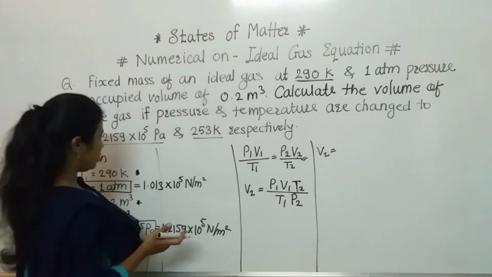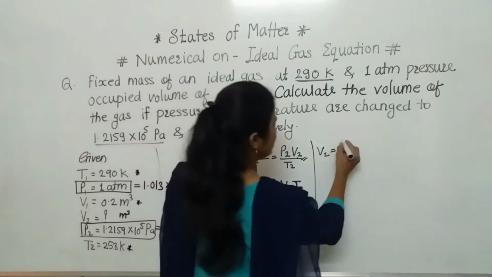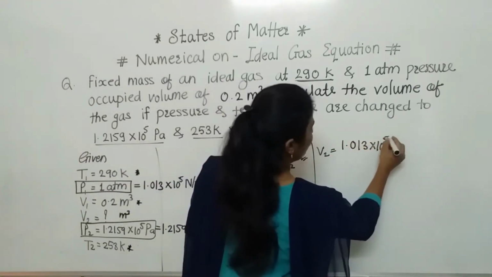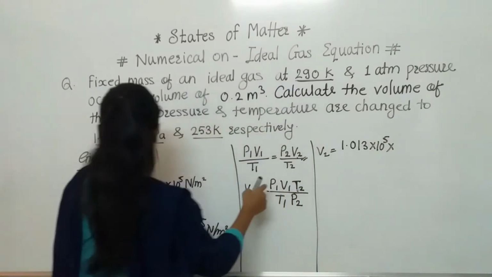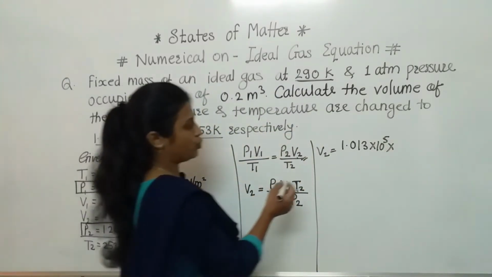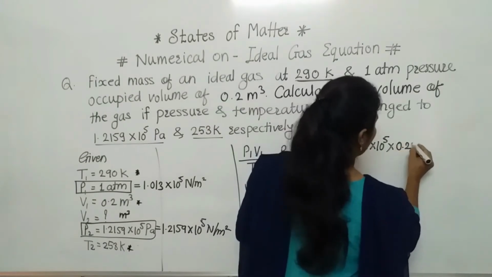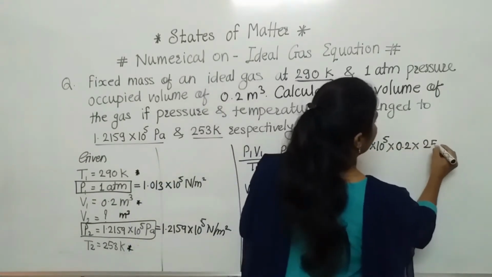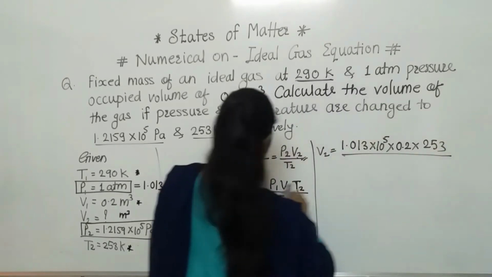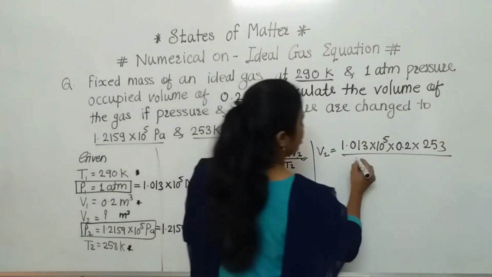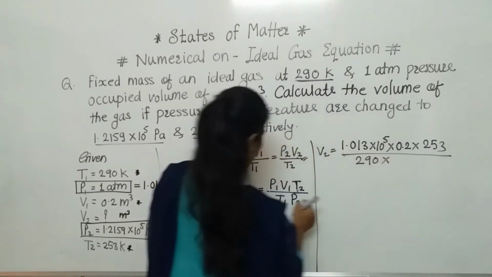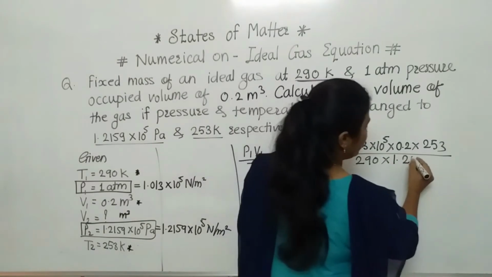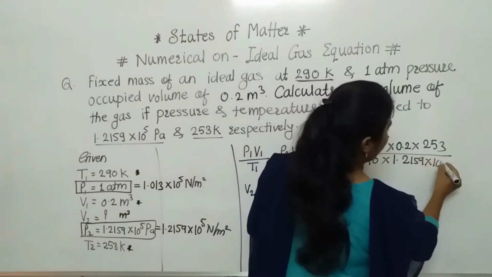So what is P1? P1 is 1.013 into 10 raised to 5 into V1. How much is it? It is 0.2. Volume is 0.2 into T2. T2 is 253 and divided by T1. How much is it? It is 290 into P2. P2 is 1.2159 into 10 raised to 5.